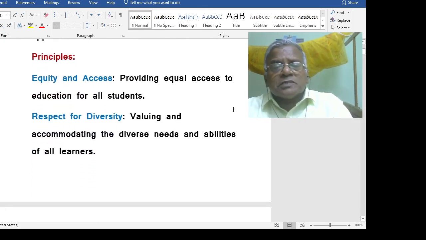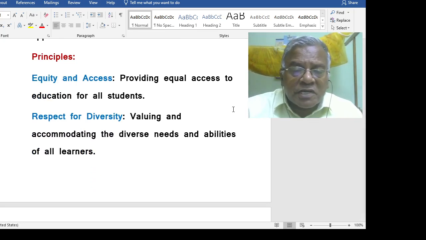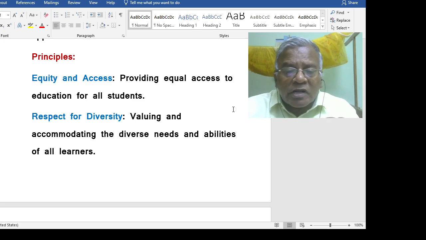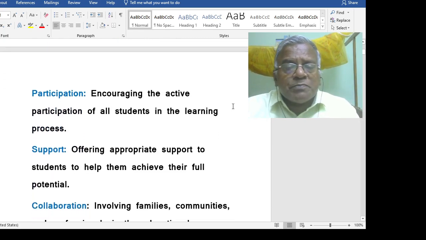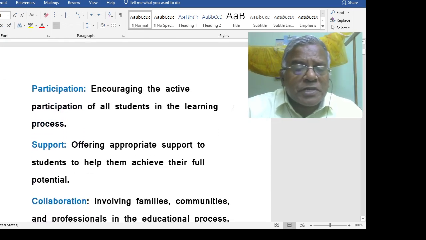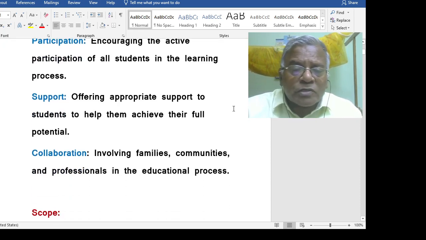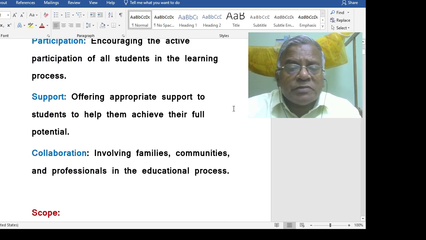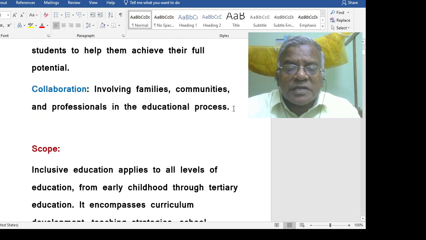What are the principles? Equity and access, providing equal access to education for all students. Respect for diversity, valuing and accommodating the diverse needs and abilities of all learners. Then participation, encouraging the active participation of all students in the learning process. Support, offering appropriate support to students to help them achieve their full potential. Collaboration, involving families, communities and professionals in the educational process.